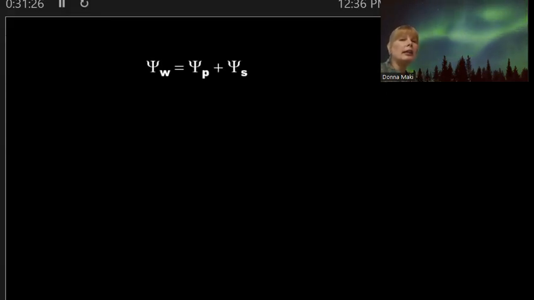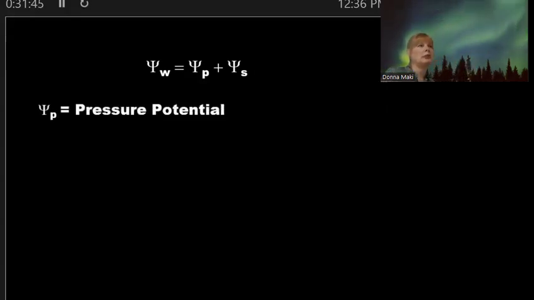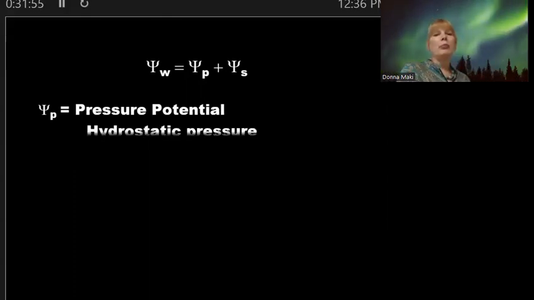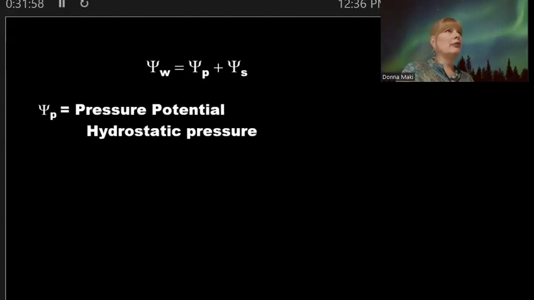So here's the actual equation, the water potential equation. This you do have to memorize, but it's easy. Psi sub W is equal to psi sub P plus psi sub S. Psi sub P is your pressure potential, looking at what kind of pressure is building up in the system as water is moving, and where is there a difference in pressure, and how much of a difference. Because we're talking about water, they often refer to it as hydrostatic pressure.